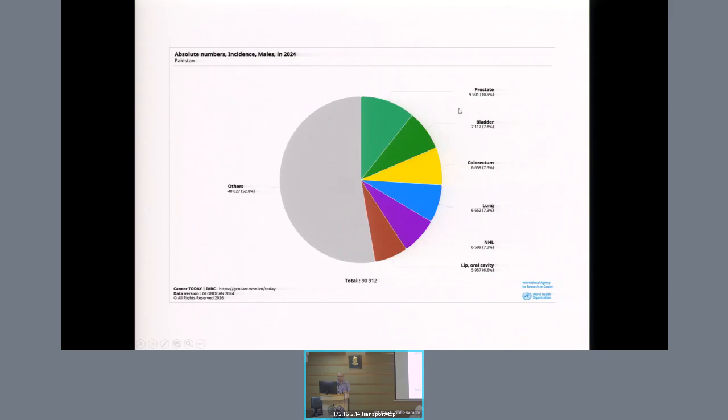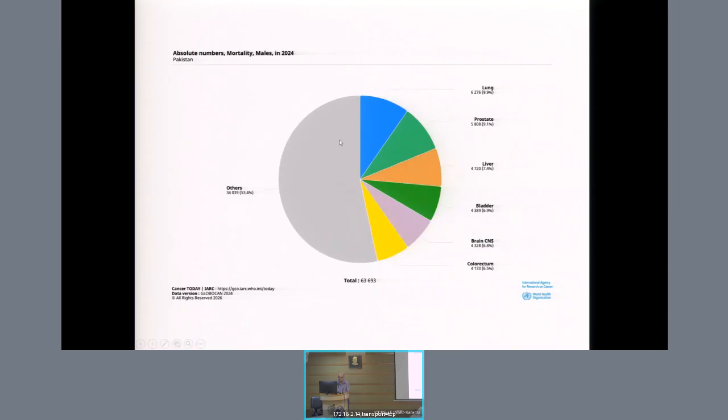Among males in Pakistan, prostate cancer is the leading one, followed by urinary bladder, colorectal, lung, non-Hodgkin lymphoma, and lip and oral cavity. Just remember this, it is number 6 according to this data. In reality, it is number 1. Mortality-wise, lung cancer is at the top, followed by prostate and liver.